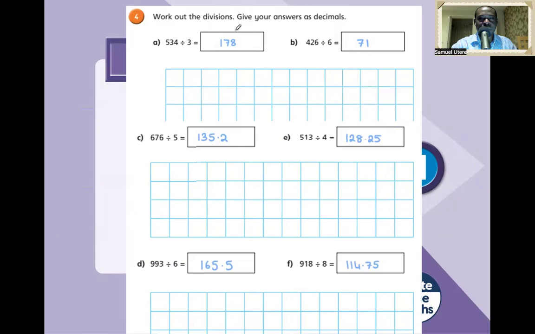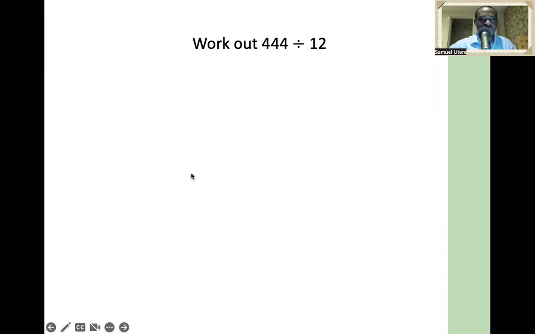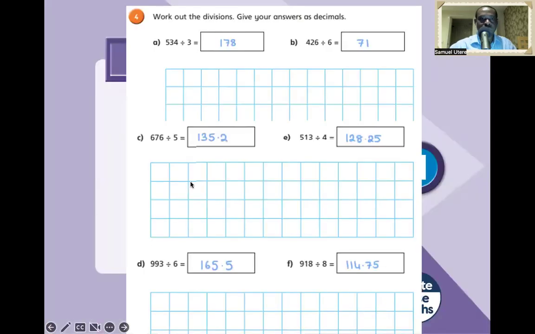So you were asked to work out this division and give your answers as decimals. All right. Some of them have decimals, some of them don't. Okay, so by now you should know how to do that. When you get to the remainder portion, let's just do this real quick. For the sake of time, I'm not going to spend too much time. So we'll have this.